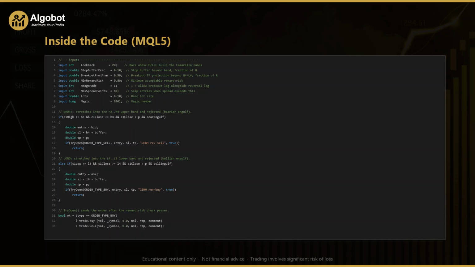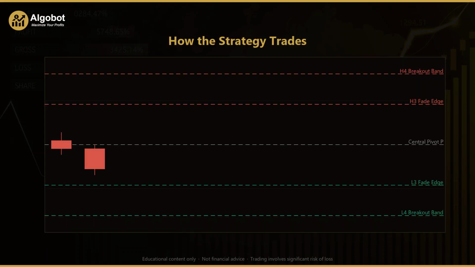Finally, inside the try open helper, you can see the order actually being sent. A single conditional chooses trade.buy for a buy order or trade.sell for a sell, passing the volume, the symbol, and the normalized stop loss and take profit. That one line is where the reversal long and short both reach the market, but only after the reward to risk check has passed. Now let's bring this to life on the chart in front of you.